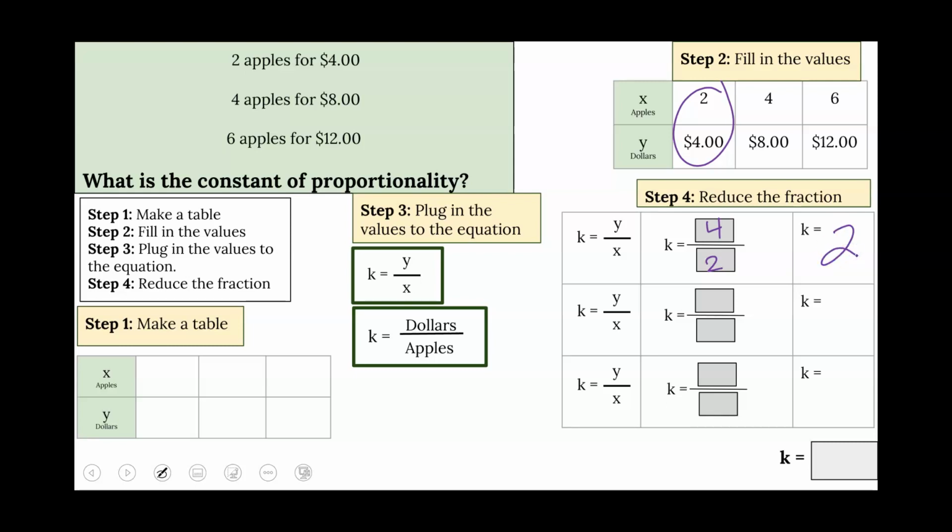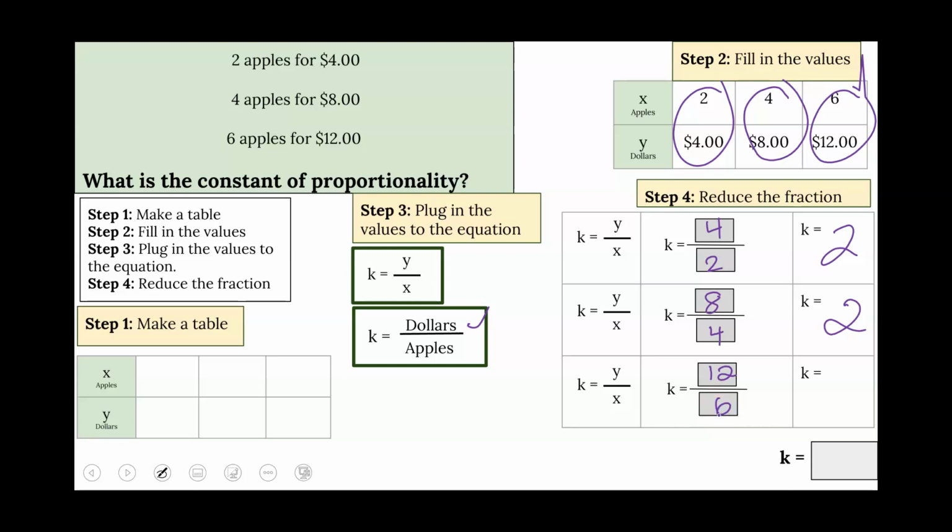The next one, I'm going to remember to put dollars first. So I'm going to put 8 over 4 for apples, and I'm going to take my calculator and do 8 divided by 4, and look at that, I get 2 again. Final one, I'm going to put y first, and my y here is 12, so $12. And I'm going to put my x value, which is apples, and I get 6.